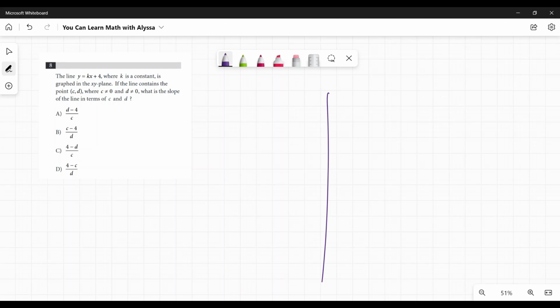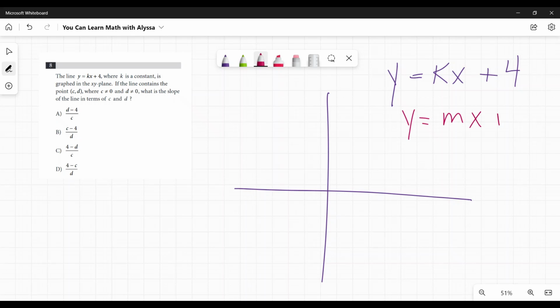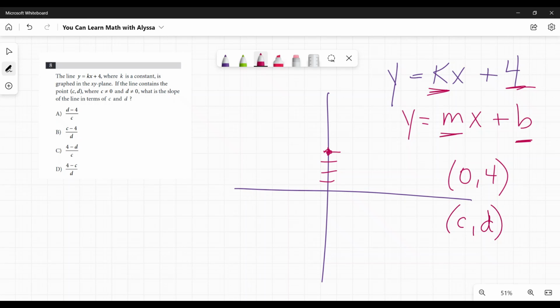So I have this line. I don't know the slope. They're telling us y equals kx plus 4. This is in the format y equals mx plus b. When lines are in this format, m is your slope and b is your y-intercept. So we don't know the slope. We have no idea. But we do know the y-intercept. It's 4. So that means I have this line that's going through that point. So I know that a point on this line is 0, 4. Now I'm also told there's another point on this line, c, d. Neither of these are 0, which is nice, okay.